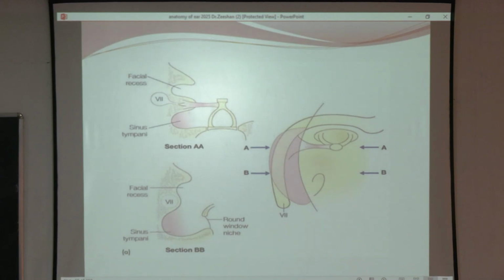So what is the applied anatomy? If you want to enter this middle ear without disturbing the tympanic membrane, then if you drill this area in between the two nerves, we can enter inside the middle ear. And this is exploited while doing cochlear implant surgery, in which we do not open the middle ear, we enter the middle ear via the facial recess. Okay.